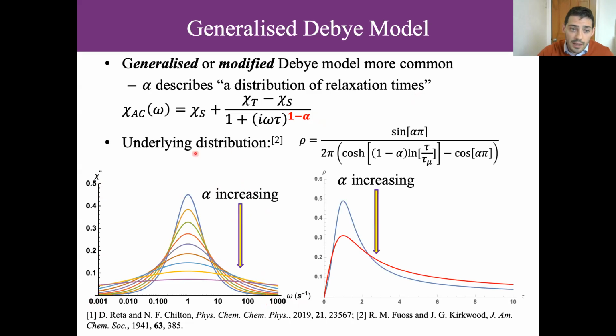The underlying distribution for this particular function has actually been derived, and it looks something like this. It looks a bit odd. Actually, it turns out that this function looks very much like a log normal distribution, and that's why it looks like this on a linear scale. As alpha increases, you broaden the distribution. It's very simple.